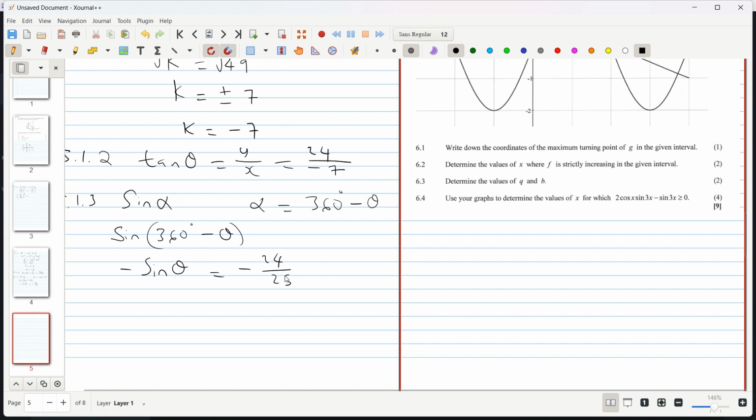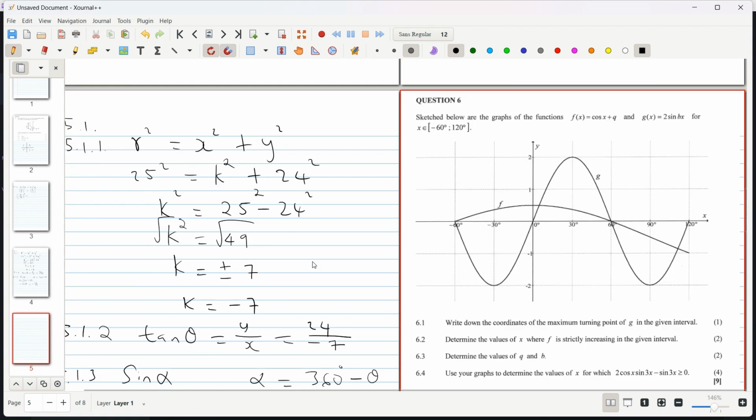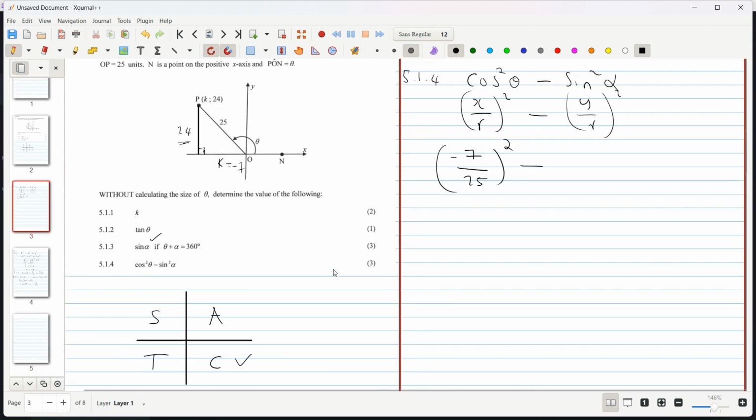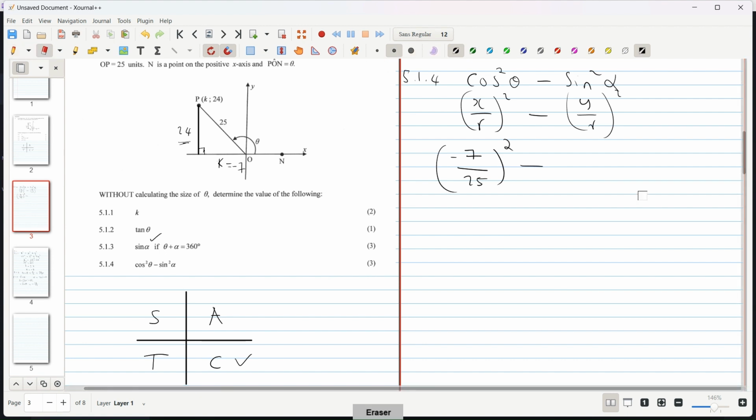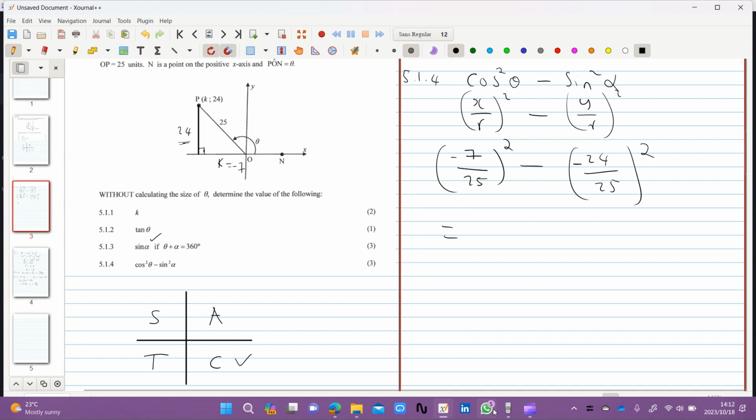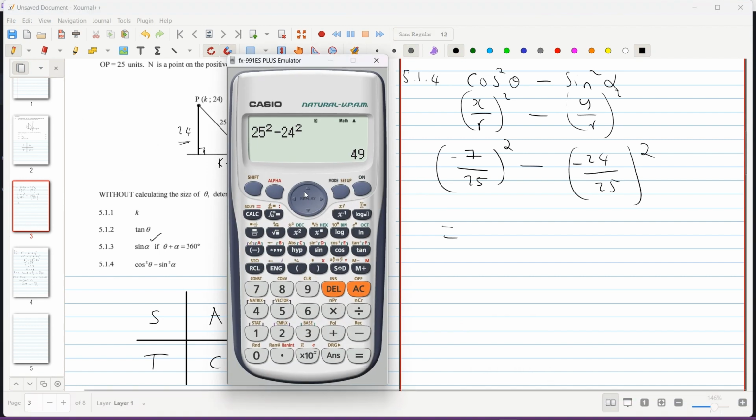We got it to be negative 24 divided by 25. So our sine alpha is negative 24 divided by 25. We should not forget to square this. Now we find our final answer. We can use our calculator here.